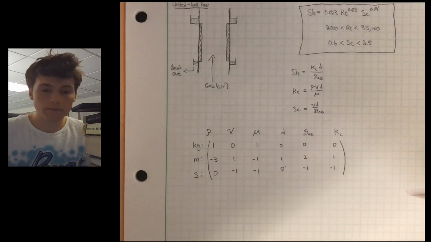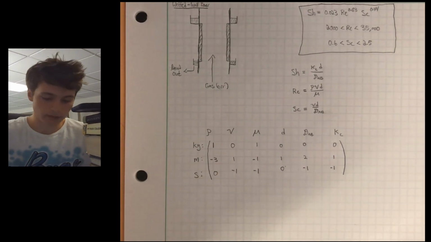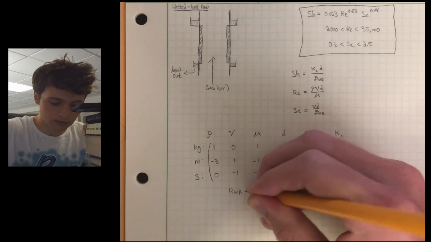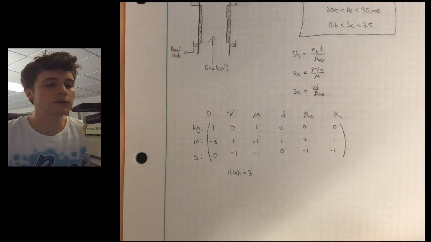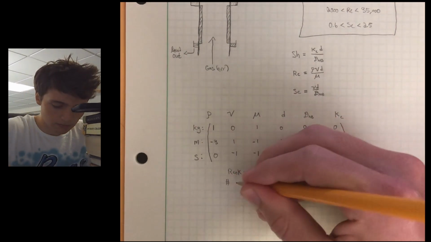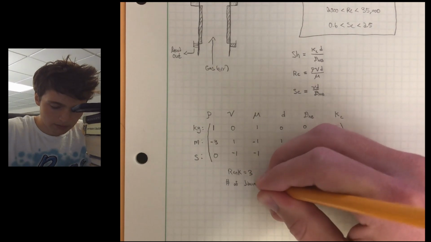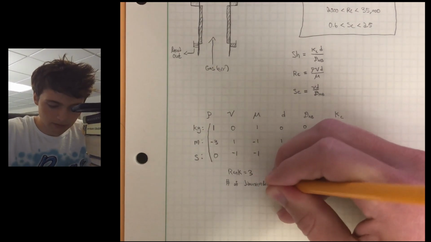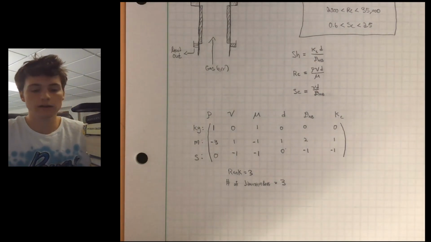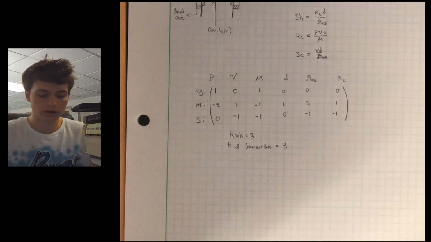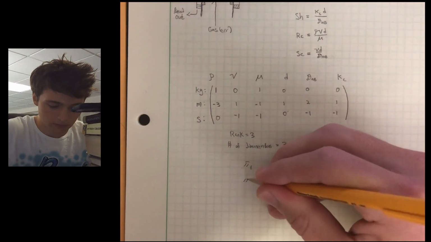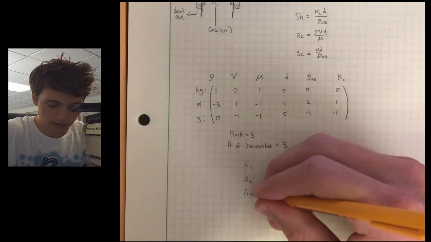And we're not going to be doing this by hand, but we're going to be using Python. I'll do that in a little bit. But we'll see that the rank of this is just equal to 3. And if the rank of this is equal to 3 and we have 6 parameters, then the number of dimensionless groups is equal to 6 minus 3. That's 3. And so we're going to call these dimensionless groups pi 1, pi 2, and pi 3.